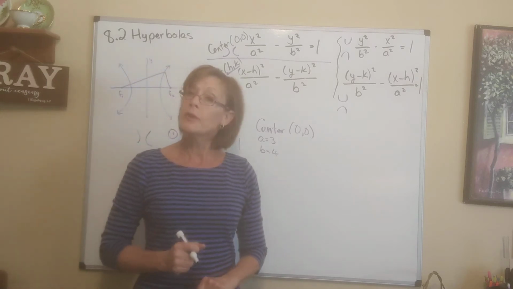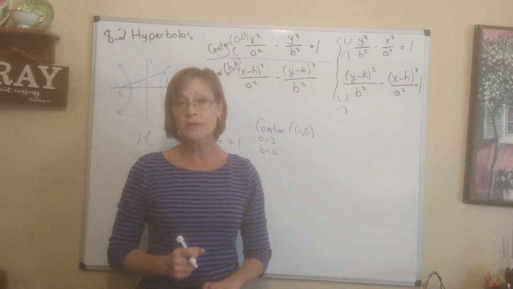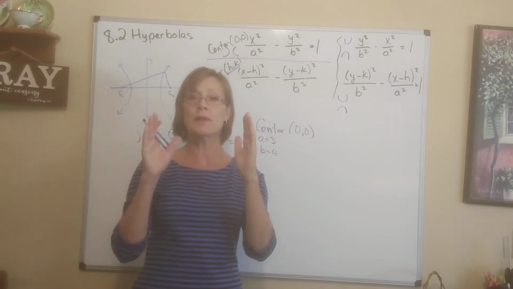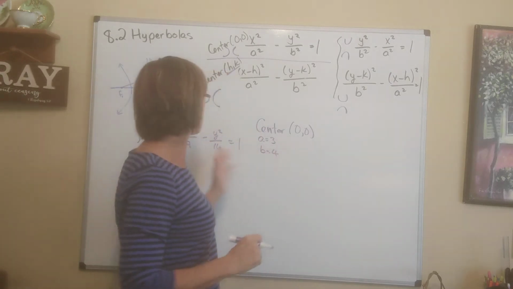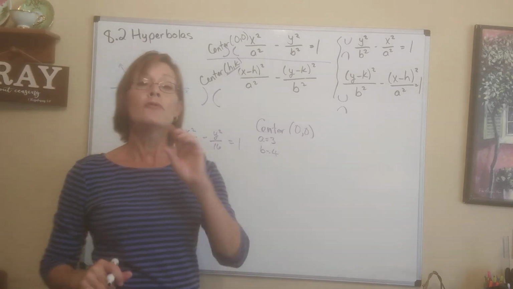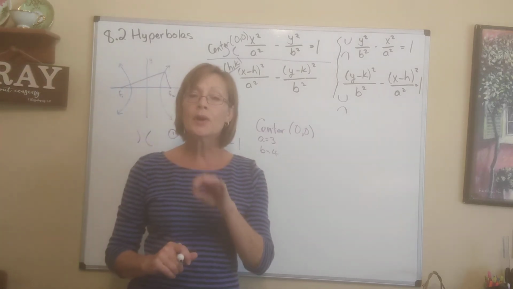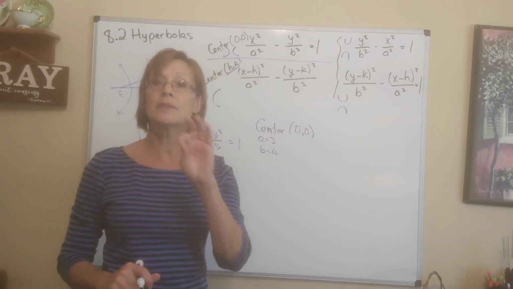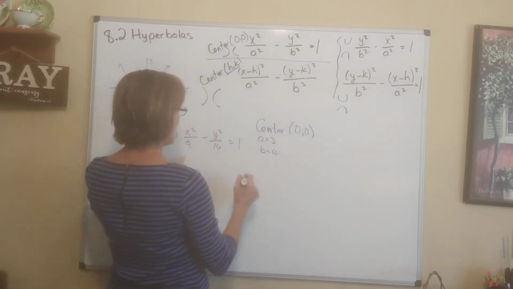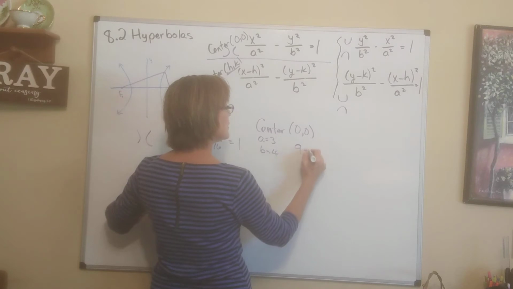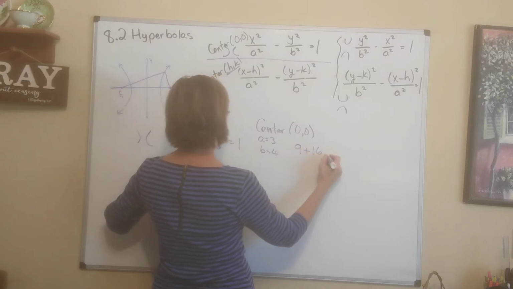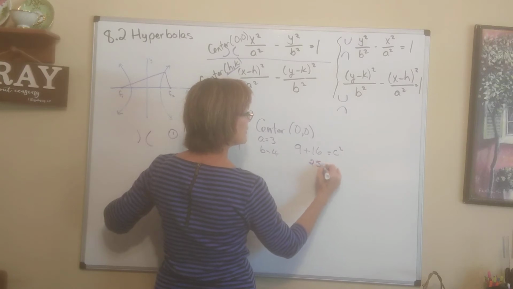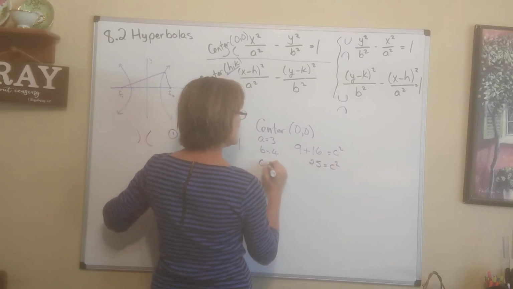Now, for ellipses, how we figured out the value of C was it was equal to the absolute value of the bigger of A squared minus B squared, or simply bigger minus smaller. For hyperbola, it's basically the Pythagorean Theorem. A squared plus B squared is C squared. So A squared, 9, plus B squared, 16, is C squared. So this is 25. So we get that C is equal to 5.